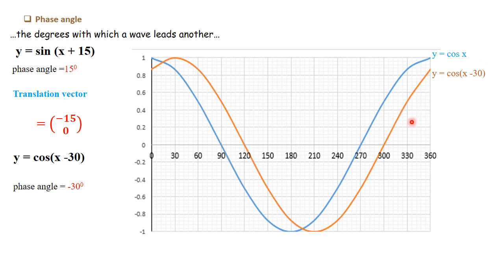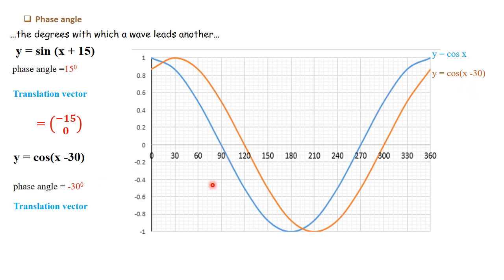The y equals cos in brackets x minus 30 leads the y equals cos x by 30 degrees. Consider this point, for example, the point 90, 0, and again 120, 0. This curve became 120, ahead of the blue by 30 degrees. And that's basically it. The horizontal displacement of y equals cos x to y equals cos in brackets x minus 30 is just 30 degrees, in this case positive. So we can say the angle is negative 30.